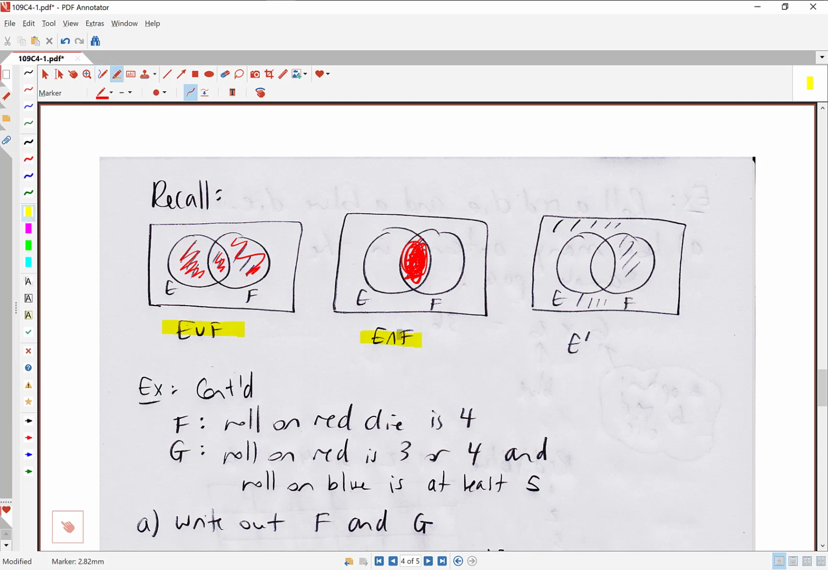And then the third operation that we need is the complement operation. You can think of that as the not operation. So you could call this not E. You would just be shading in everything that is not in the circle for E. So you'd get the outside region and you'd also get this region here. So think "or" for the union, think "and" for the intersection, and think "not" for the complement. And with that in mind, we are going to do some set operations on our events.